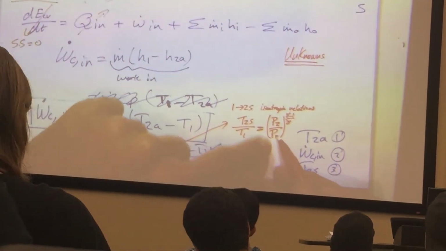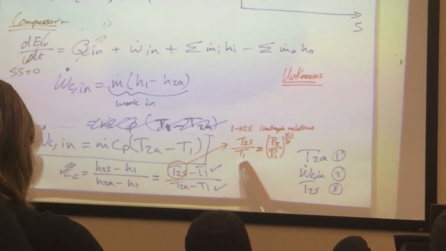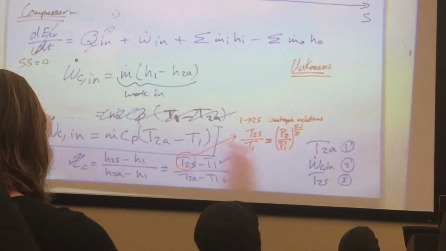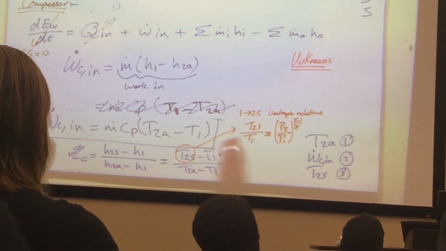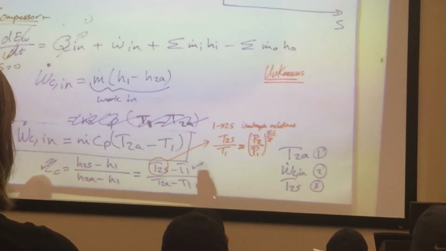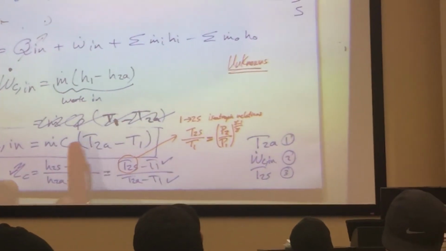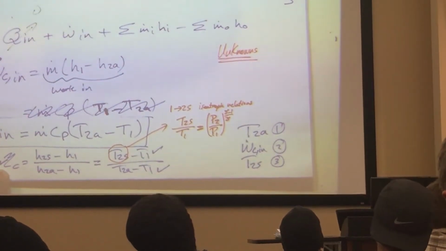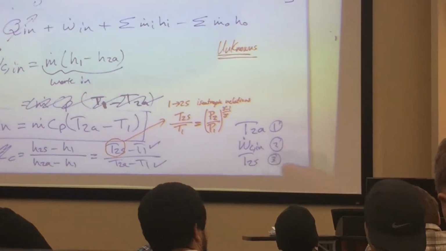I know P1, I know P2, I know T1, and I know gamma as a designer. So I know all these values and can get T2S. Once I know T2S, I can get my T2A. Once I have my T2A, I go back and figure out the work. Straightforward? All right, so let's do the combustion chamber.